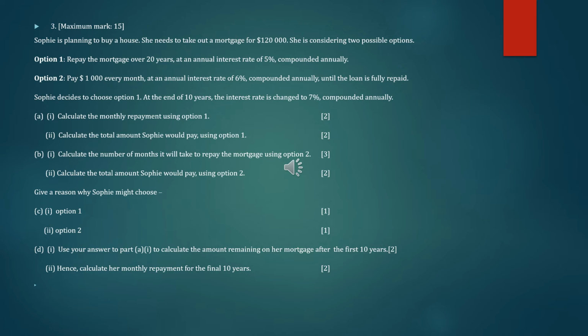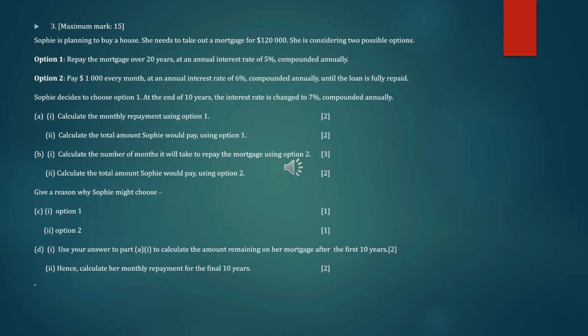Problem number 3 is worth 15 marks. Sophie is planning to buy a house. She needs to take out a mortgage of $120,000. She is considering two possible options. Option 1, repay the mortgage over 20 years at an annual interest rate of 5% compounded annually. Option 2 is to pay $1,000 every month at an annual interest rate of 6% compounded annually until the loan is fully repaid.